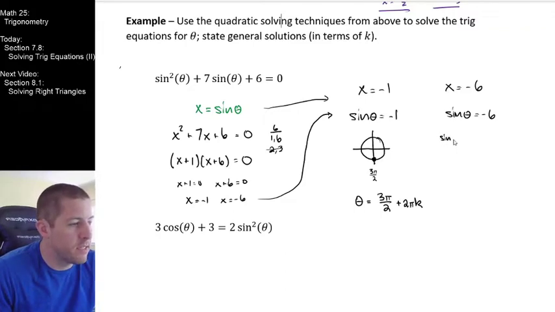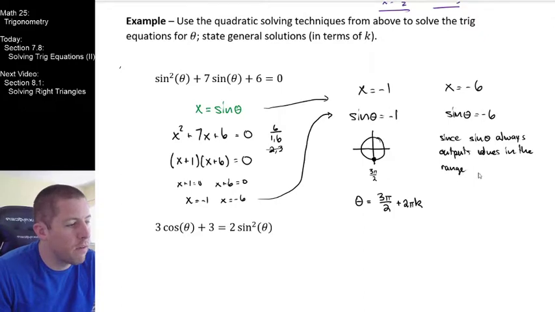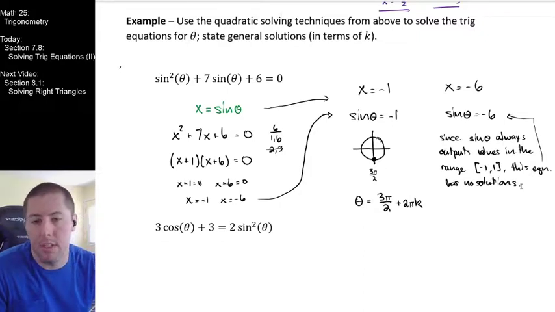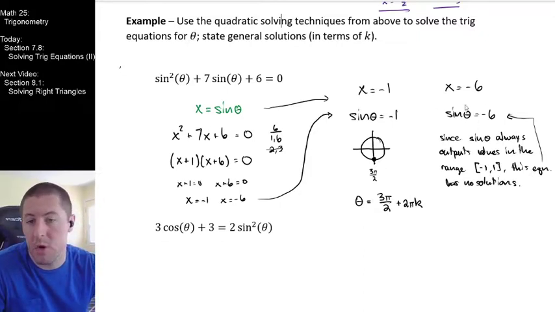So I'm going to say here, since sine theta always outputs values in the range -1 to 1, this equation, meaning that guy right there, has no solutions. So that just means to me it didn't contribute at all to the trig solution component of this, because there is no solution to this equation right here.